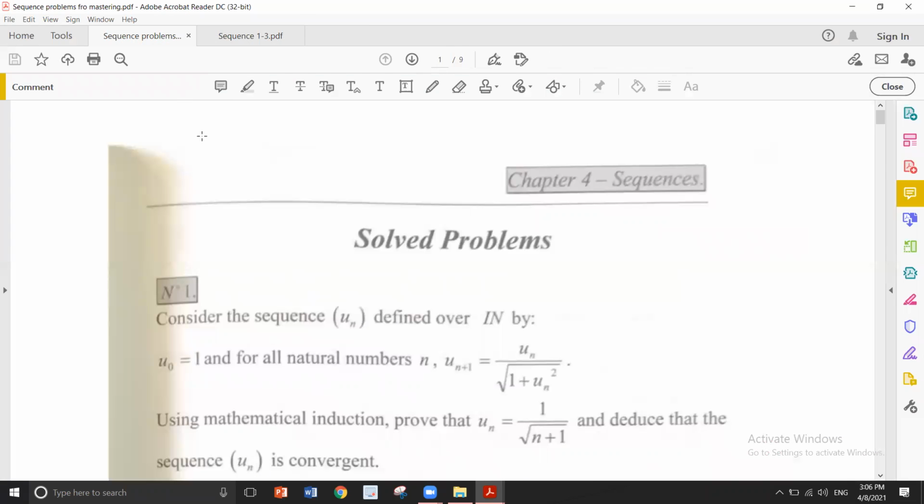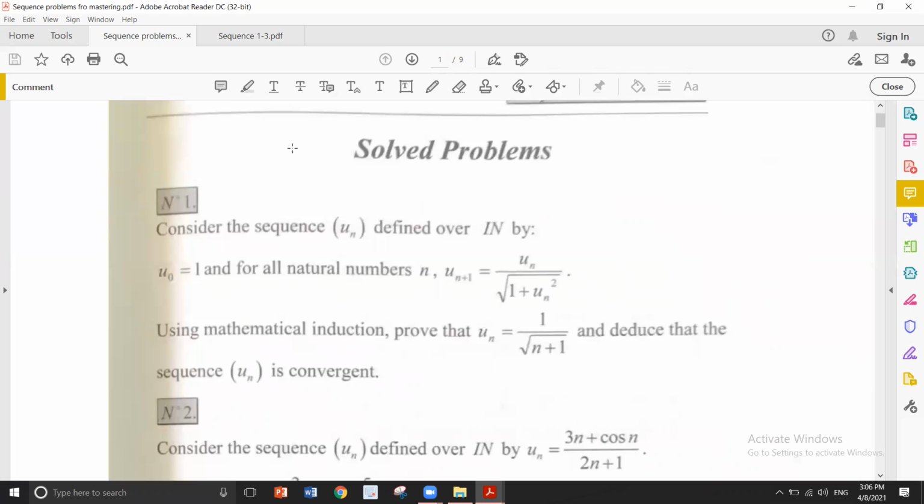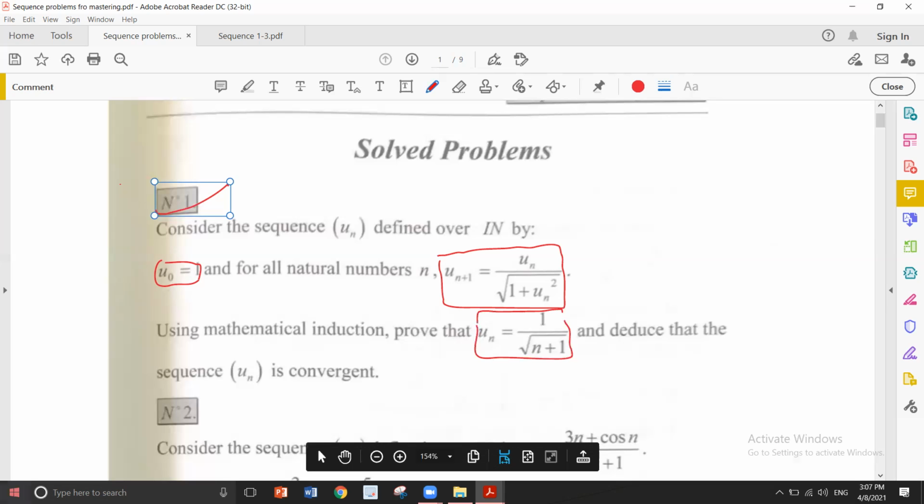Okay, exercise 1. Consider the sequence un defined over the natural numbers by u0 equals 1 and un plus 1 equals un over radical 1 plus un squared. Now, using mathematical induction, prove that un equals this. How to prove un equals 1 over radical n plus 1?